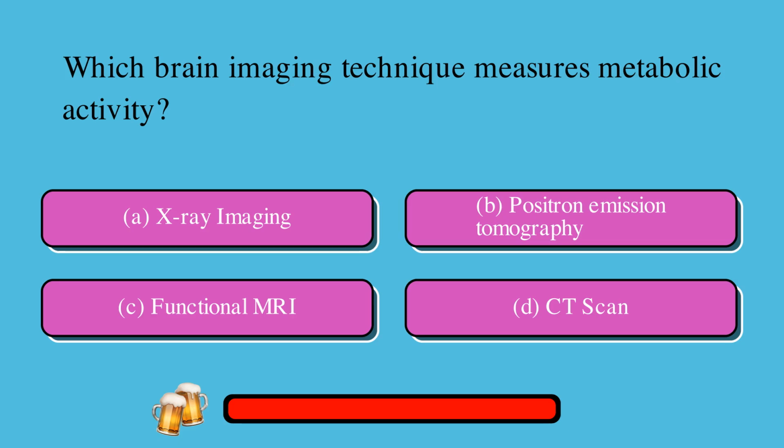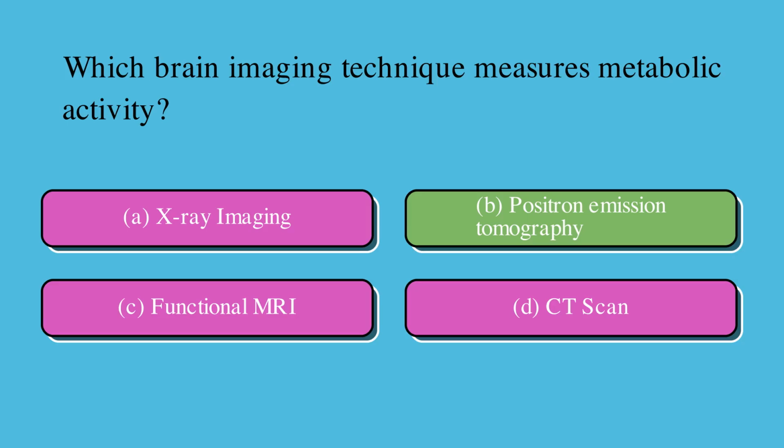Here's some neuroscience advances trivia. Which brain imaging technique measures metabolic activity? A. X-ray imaging, or B. Positron emission tomography, or C. Functional MRI, or D. CT scan. The correct answer is B. Positron emission tomography.